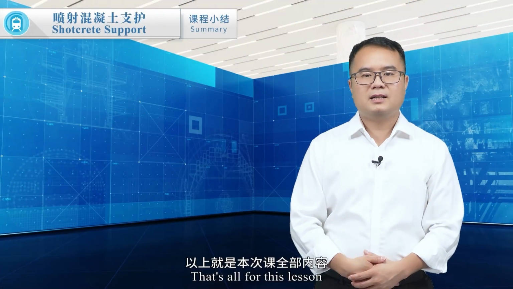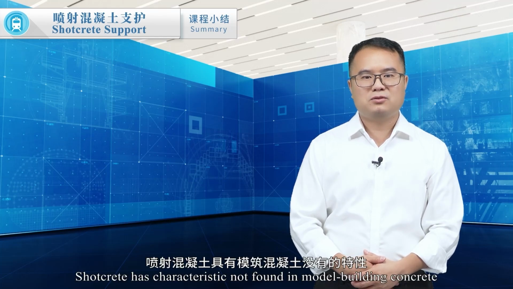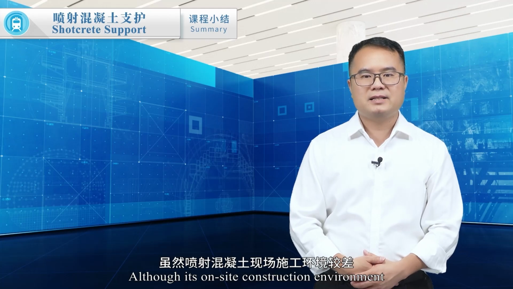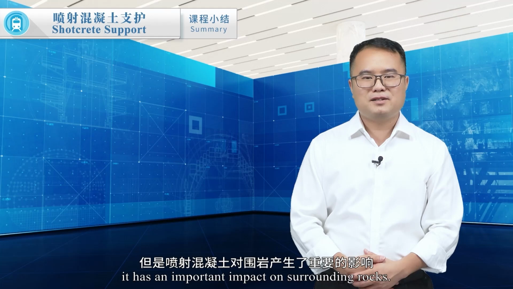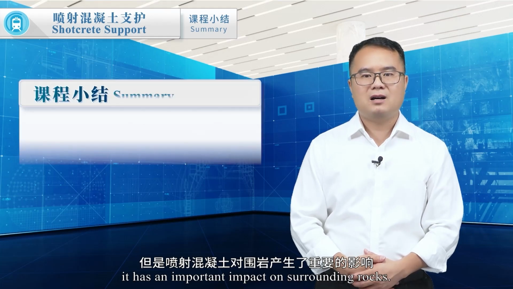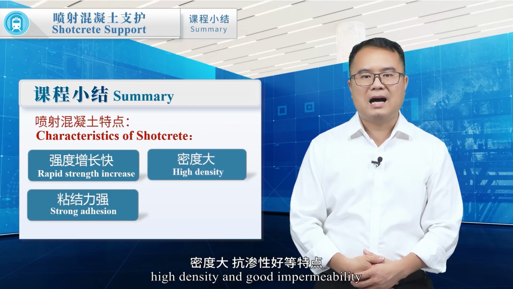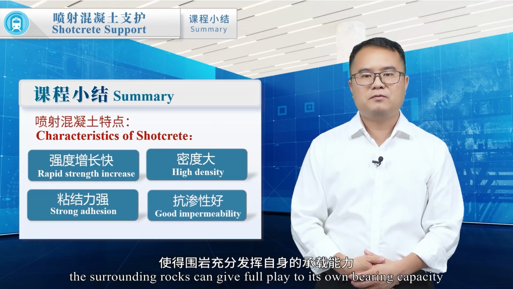That's all for this lesson. Let's make a summary. Shotcrete has characteristics not found in model building concrete, although its on-site construction environment is poor with a large amount of dust. It has an important impact on surrounding rocks, as it has the characteristics of rapid strength increase, strong cohesion, high density, and good impermeability. The surrounding rocks can give full play to their own bearing capacity.